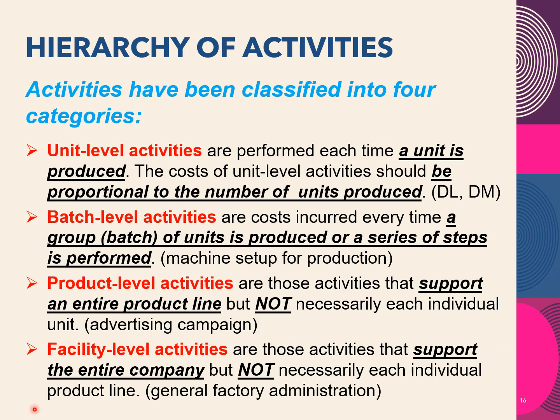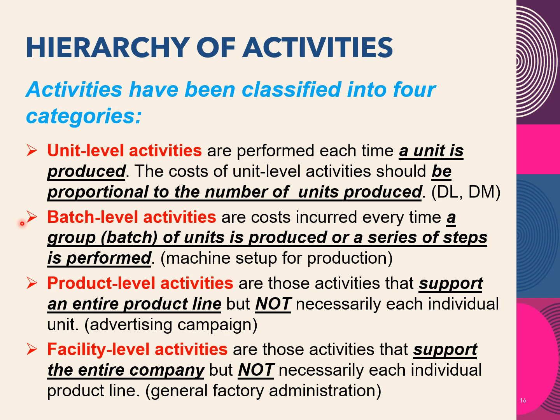In addition to combining activities, activities can be classified into 4 categories, or what we call the hierarchy of activities. The first one is unit-level activities. They are performed each time a unit is produced. The cost of unit-level activities should be proportional to the number of units produced, such as direct labor and direct material.